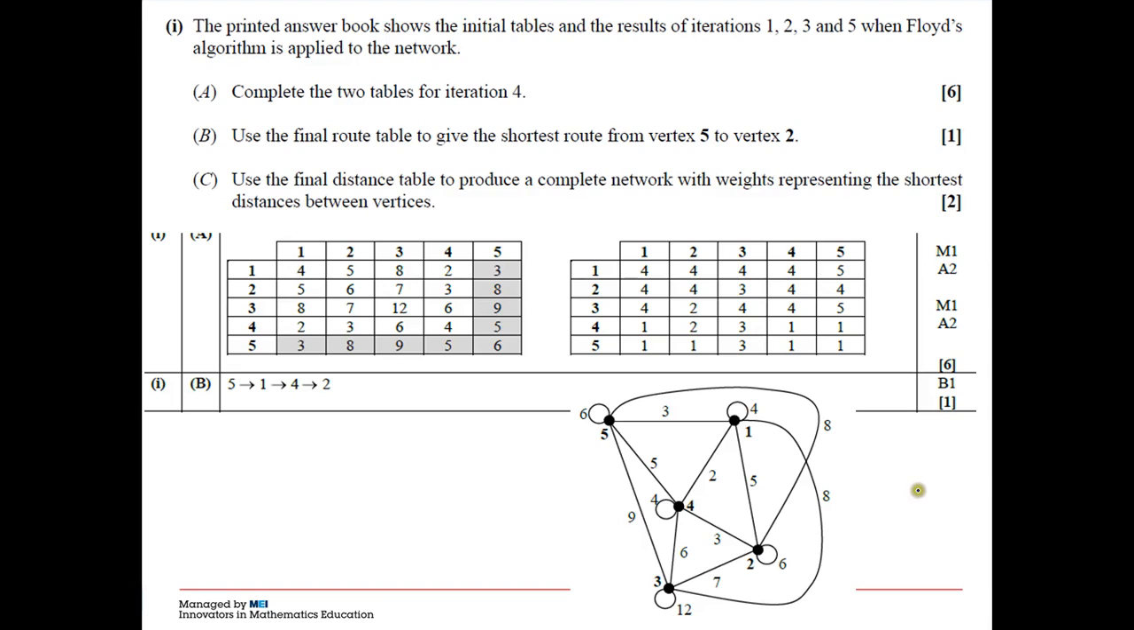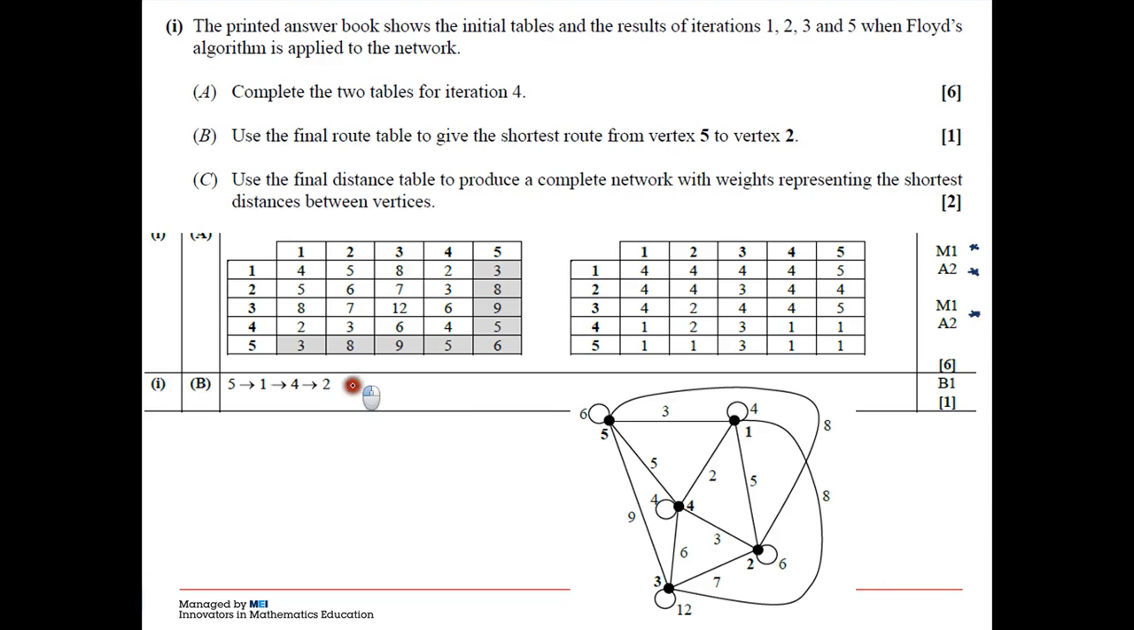And this is how it should have looked. Complete 2 tables, and you can see here the marking. So M1 is for having a go and A is for getting it right. So if you've done some of it correctly, you'll get an M and probably 1 A, and if you've done all of it correctly, you get both the A's. And in this particular case, they've given 3 marks for the distance and 3 marks for the route matrix, which is rather nice.